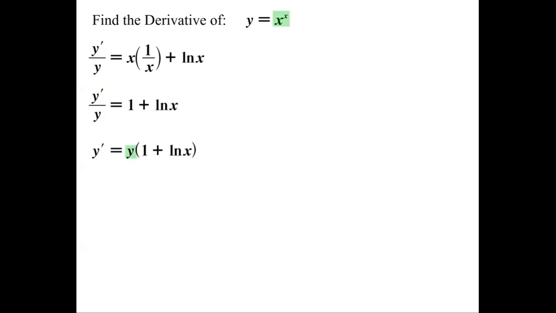Lastly, we need to substitute y with the initial expression we started with. So substituting the expression, we have that the final derivative is equal to x raised to the power of x times the quantity 1 plus the natural log of x. So the only complicated part of this problem is the fact that you need to be able to identify the type of functions that require logarithmic differentiation to find its derivative. Let's try the next example.